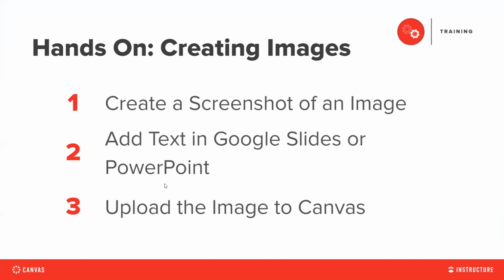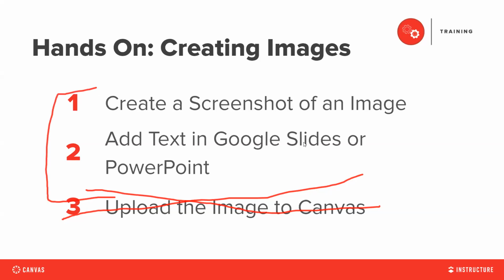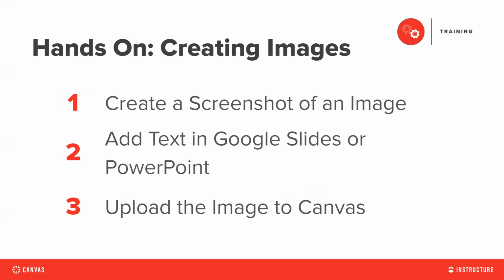So let's skip this step. I will show you this after, okay? So we're not uploading the image to Canvas yet. All I want you to do is get the image, okay? I think that I'll show you how to upload it after, and then I'll give you a little bit of time to upload it after. But let's skip. We're just going to do these first 2 steps. Create a screenshot of an image, add text in Google Slide or PowerPoint, and then we'll go from there, okay? So it's going to be about 4 or 5 minutes on this one, and then I'll be back.